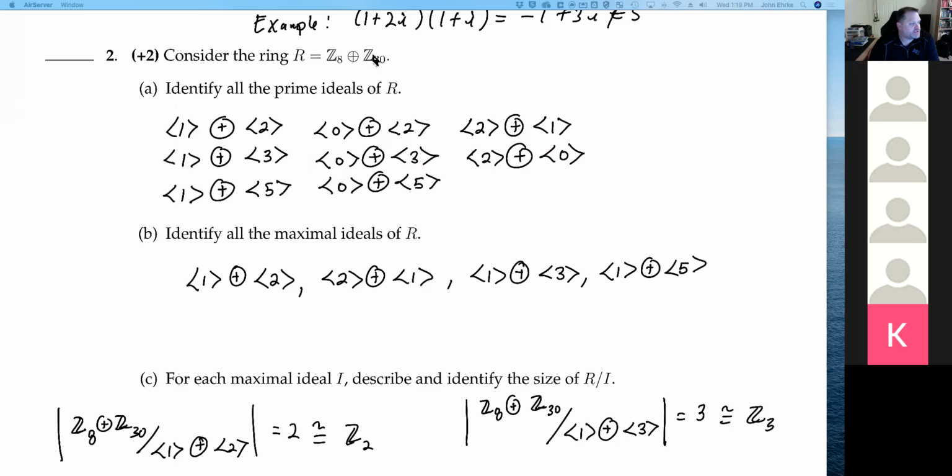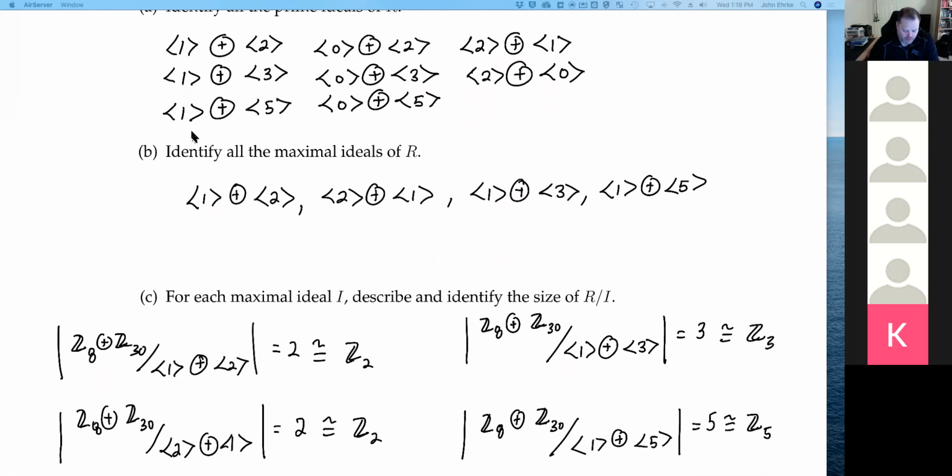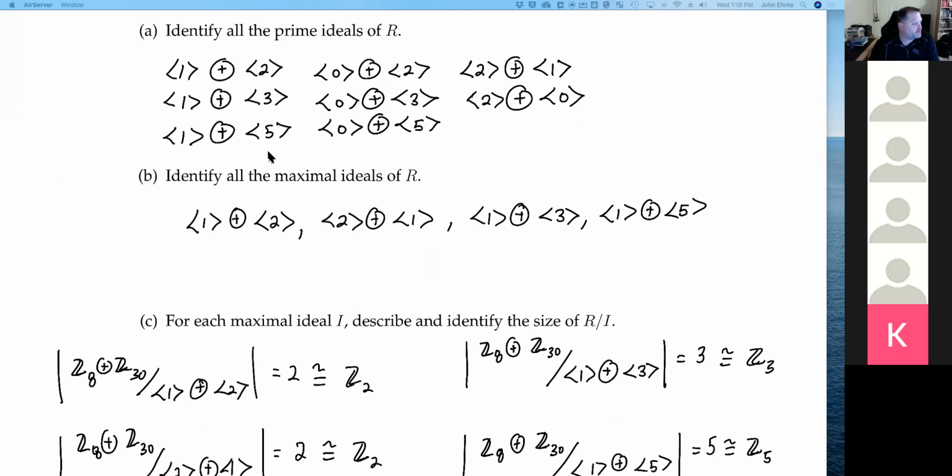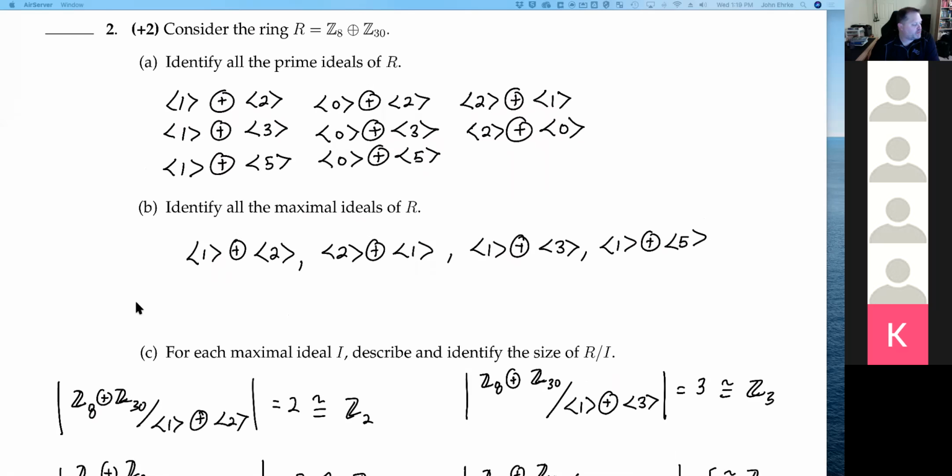For Z30, it turns out that you can have 2, 3, or 5, or you can have 1, or you can have 0. So these are the prime ideals of this ring. So let's do half a point for each of these, and then 1 point for the conclusion. Half a point for A, half a point for B, and then a half point or 1 point for the conclusion. So the maximal ideals of R are the ones that aren't contained by any of the others.